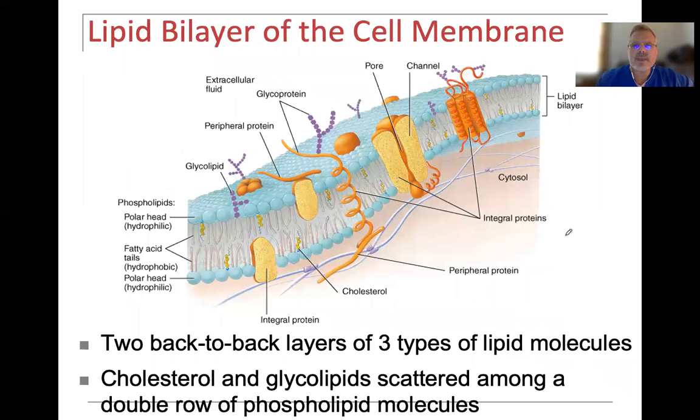So here we have this phospholipid bilayer. We say it's a lipid bilayer, but I like to say it's a phospholipid bilayer. And it's back-to-back layers of different types of lipids. We see that there's also cholesterol and glycolipids that are scattered throughout. So we have some glycolipids here. We have cholesterol here.